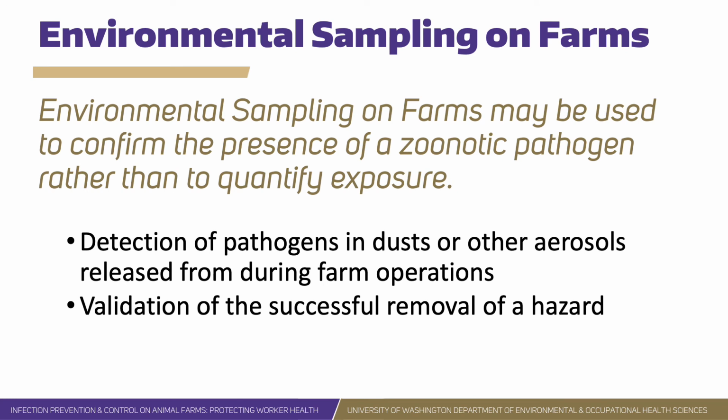In addition, environmental sampling can be used simply to determine whether or not a specific pathogen is present. For example, if you have operations that generate dust, you might want to sample the dust to see if it is contaminated with infectious pathogens. Or, if you have implemented a control to remove a hazardous pathogen, you might sample to make sure that it has been removed. For example, if you are cleaning and disinfecting surfaces, you can collect wipe samples from the surface to check for any remaining pathogens.